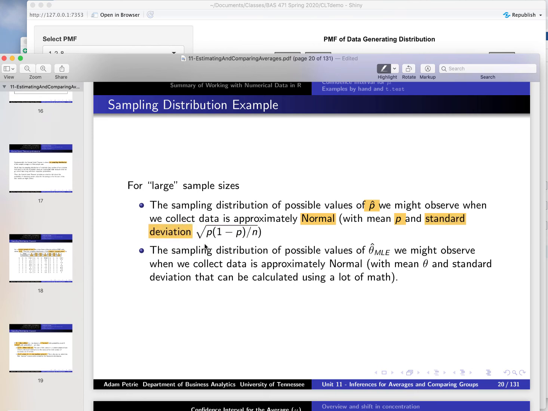And in the last unit, we talked about the sampling distribution of theta hat MLE. So when we go and collect data, it's unlikely that the value of the MLE that we might measure from that sample matches up exactly to what theta is, but it's going to be close. And we've talked about how the sampling distribution, the possible values for theta hat that we might measure, is approximately normal as long as we're dealing with a large enough sample, with a predictable peak and a predictable standard deviation.